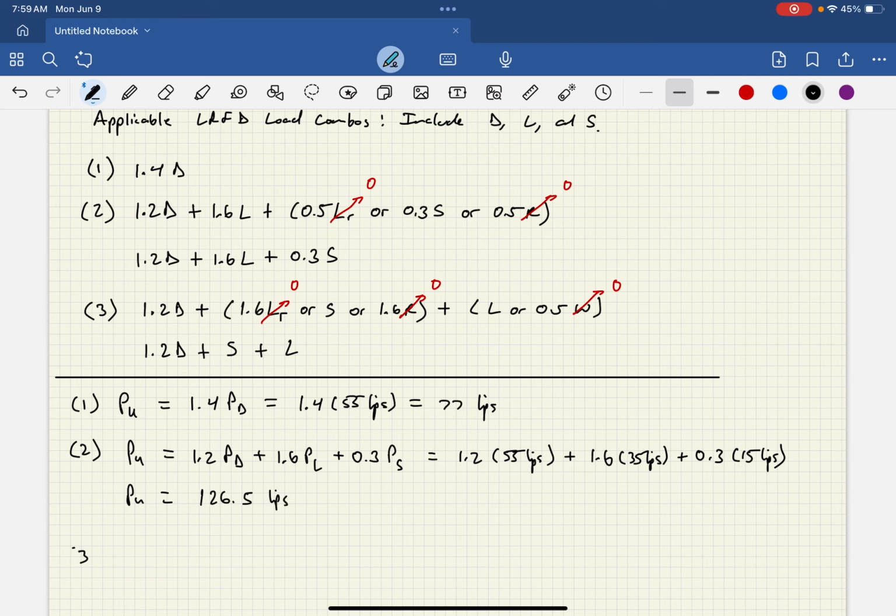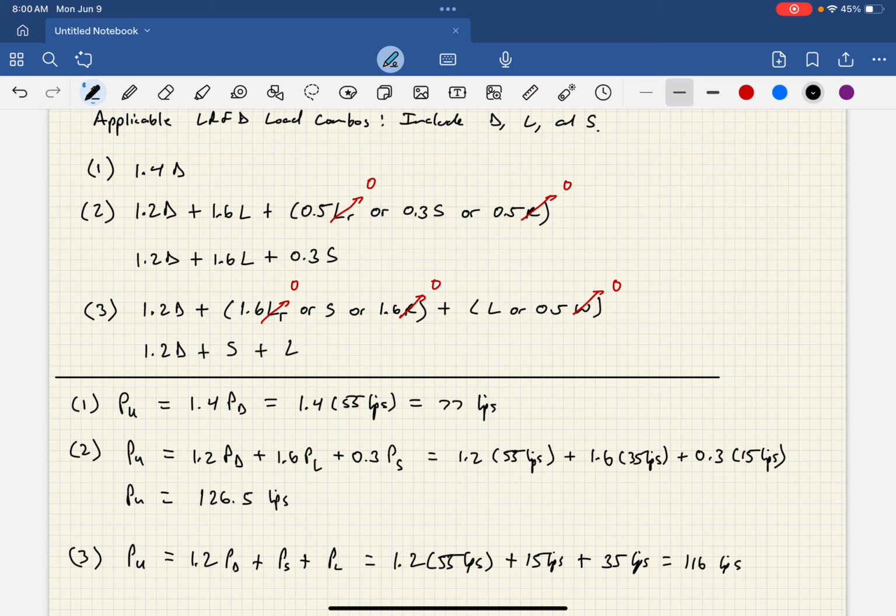And then finally, we're going to evaluate load combo 3. So we'll have P_U equals 1.2 P dead plus P snow plus P live. And so we get 1.2 times 55 kips. P snow is 15 kips. And then P live is plus 35 kips. And we evaluate this, we get 116 kips.